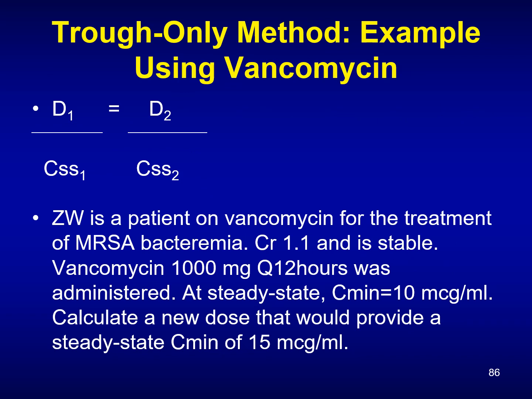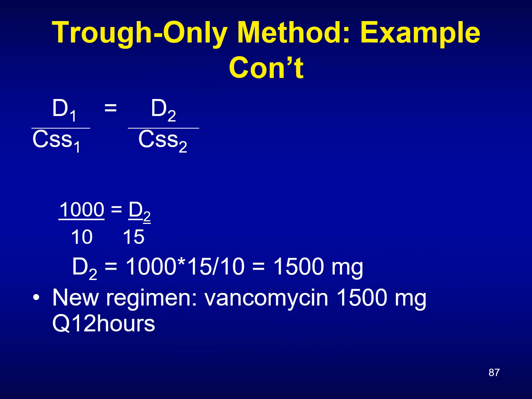So an example of this, ZW is a patient on vanco for the treatment of MRSA bacteremia, creatinine of 1.1 and stable. Vanco 1000 mg Q12 hours was administered. At steady state, a Cminimum was obtained and equals 10 micrograms per ml. Calculate a new dose that would provide a steady state Cminimum of 15. So in this case, using this ratio, 1000 mg gave us a concentration 1 of 10. What dose gives us a concentration of 15? So by proportion, D2 is equal to 1500 milligrams. So therefore, our new regimen would be vancomycin 1500 milligrams every 12 hours.